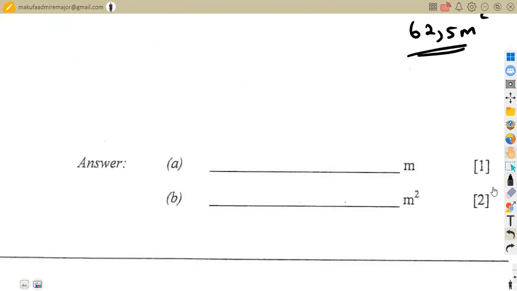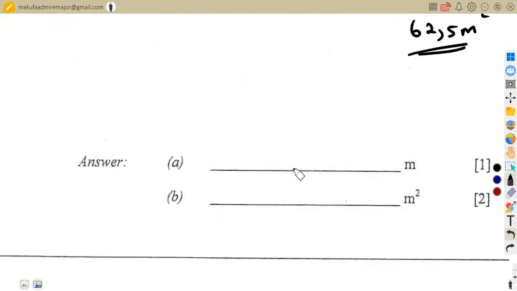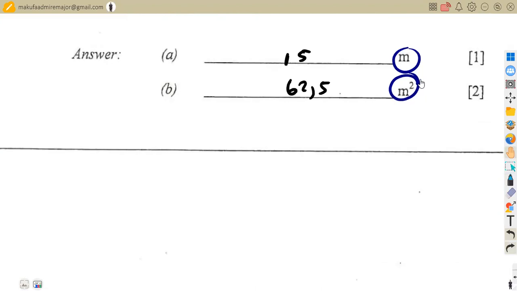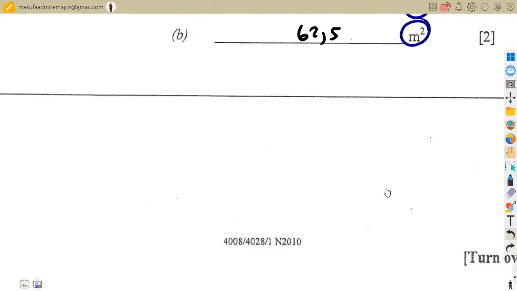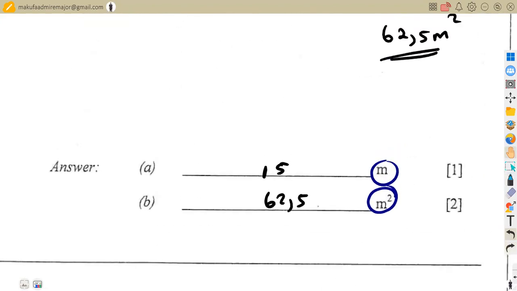So here, the first part, as we saw, we got 15 meters. The other part is 62,5 square meters. Already the units are written for you. You don't write meters, square meters. No. Already they wrote these units for us. So we are just continuing from the units that we are already given. All right, so that was what we had on question number 10.